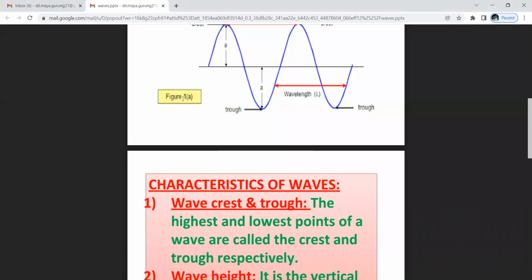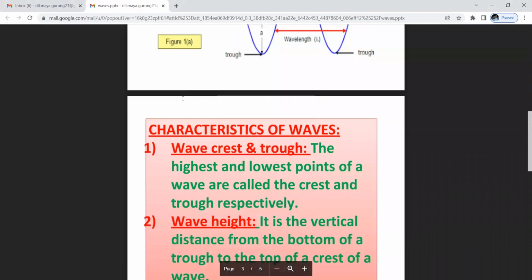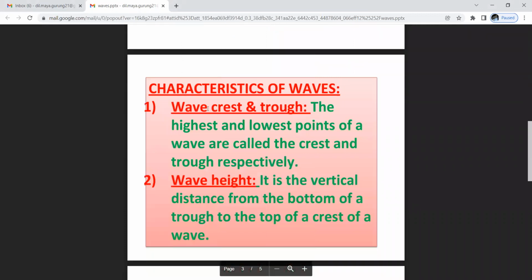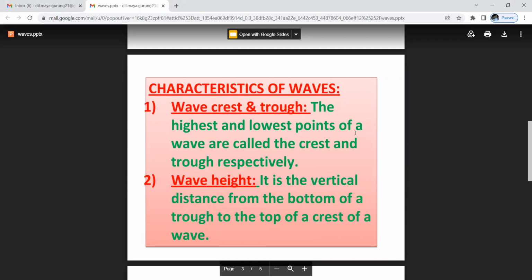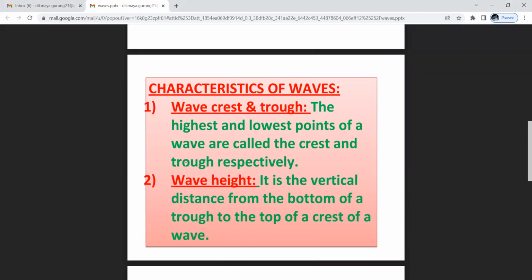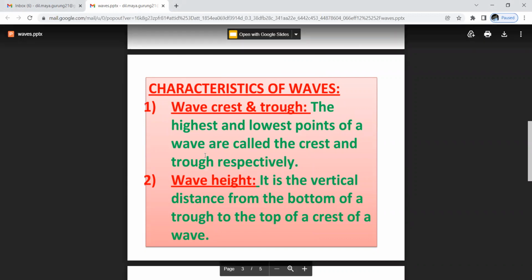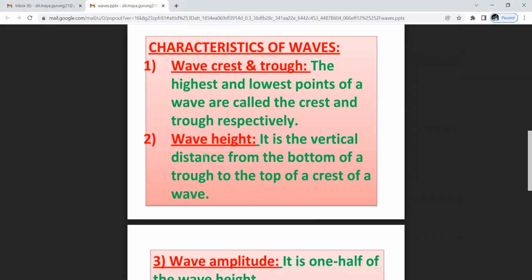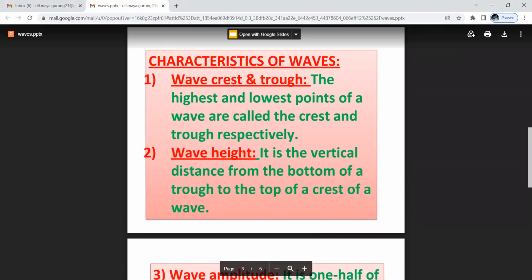Now here we have the characteristics of waves. As I said, when the wave moves up, that is the crest. The highest and the lowest points of a wave are known as the crest and trough. So when it goes up, crest, when it comes down, trough. And the wavelength means, okay, let's go again.